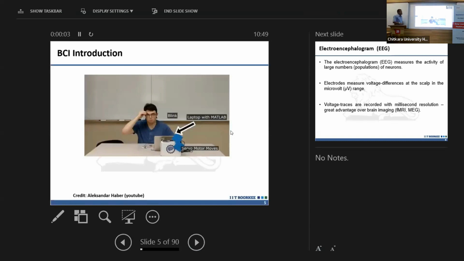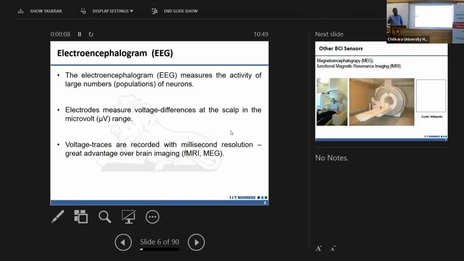So he is blinking and then the motor is running. Now I'll show you several other videos also to understand more details of this BCI. There are different kinds of BCI sensors. For example, you have fMRI, MEG, different kinds of sensors, and some of you have already worked with them.